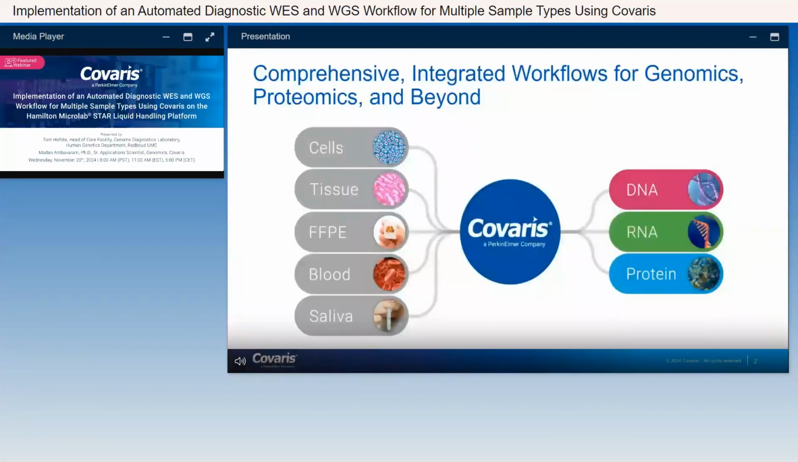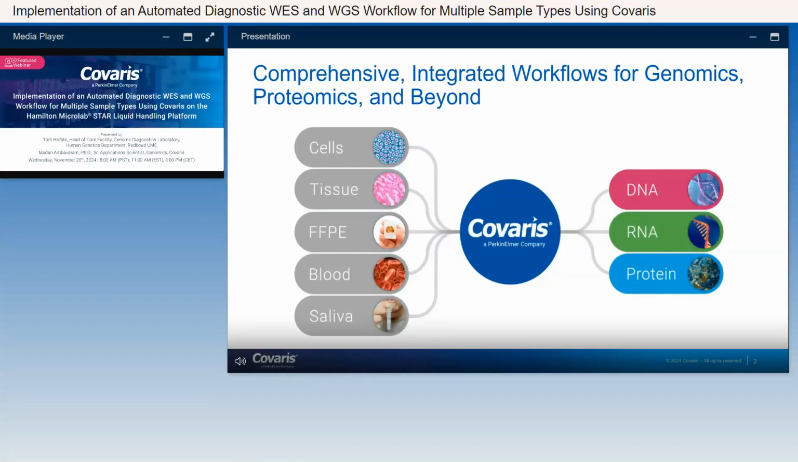Covaris solutions for the NGS space. Let me begin by sharing the Covaris vision. Our global mission is straightforward and impactful. We aim to help people worldwide by delivering sample prep solutions that enable better information from biomolecules to improve and save lives. Covaris AFA technology provides comprehensive integrated workflows across genomics, proteomics, and beyond.